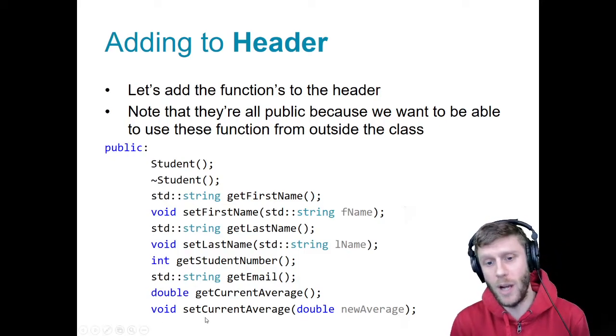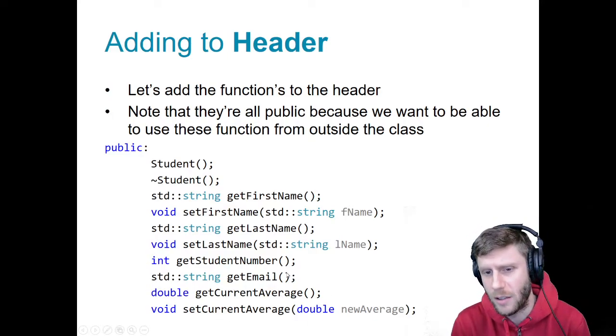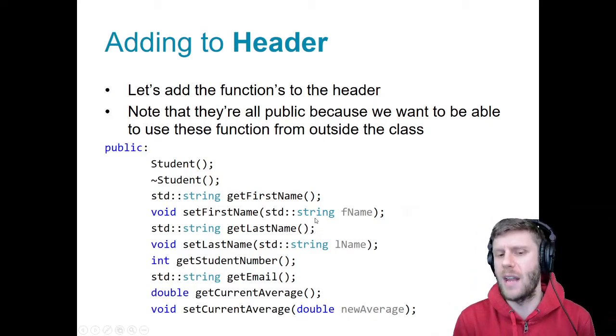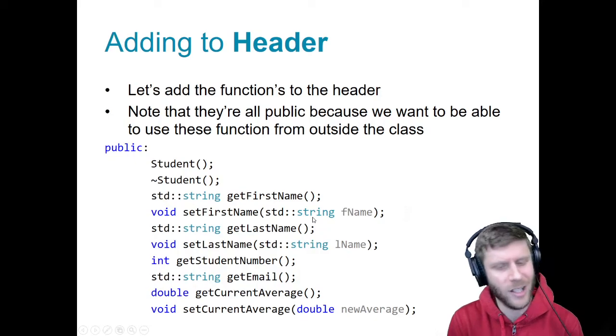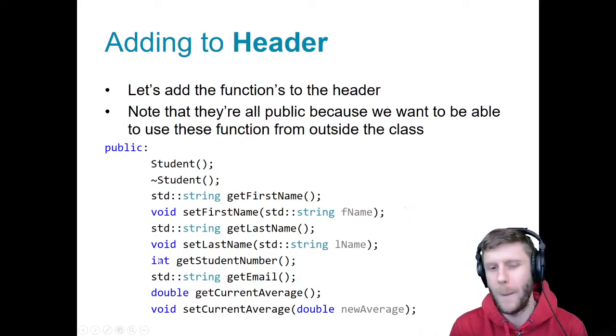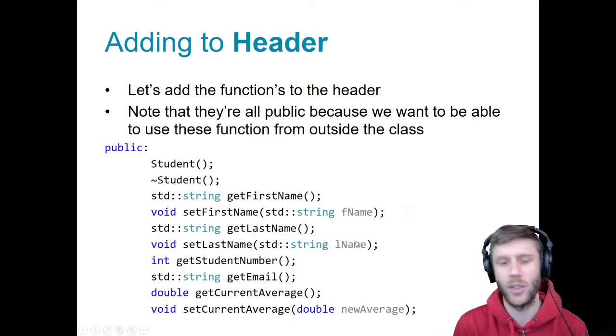And maybe on our set current average, the average needs to be between 0 and 100. So maybe I should set a rule on the setter that if someone actually tries to set a current average to 1,000, it shouldn't work. So we'll get a sense of how, with the getters and setters, we have a little bit more control over how we interact with these attributes.